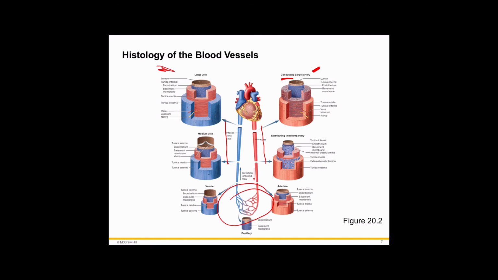Then we have distributing arteries, which are the medium-sized vessels. So these are medium-sized veins. And then we get down to the venules and the arterioles. Those are the smaller ones, right before we get into the capillary area.